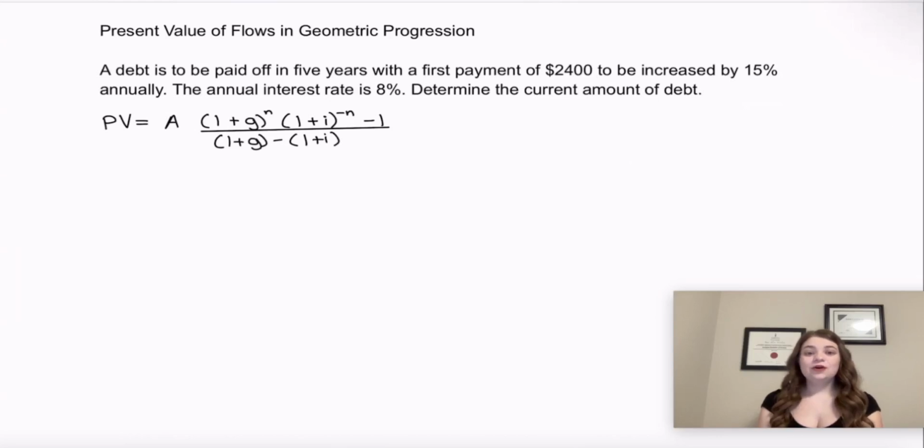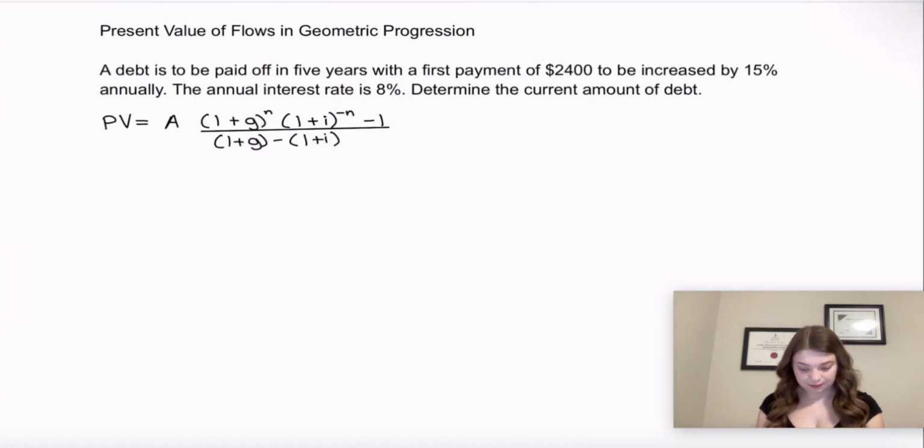So today we are going to be going over this present value of flows in geometric progression equation, also known as a geometric gradient. So what do we mean by a geometric gradient? Well, unlike an arithmetic gradient, instead of going up by the same dollar value every time, it's going to go up by the same percentage each time, which means that the dollar value is going to go up more and more each time because it's a percentage of what we paid last time, essentially.